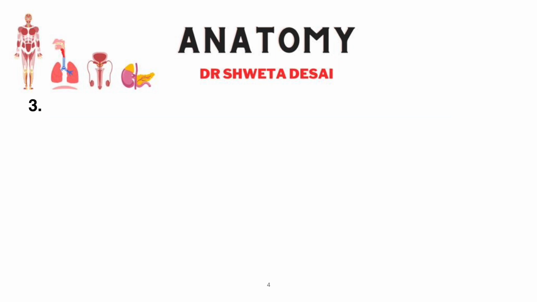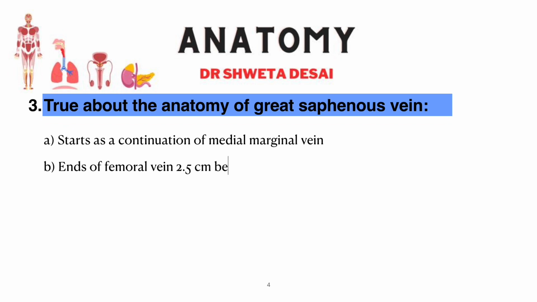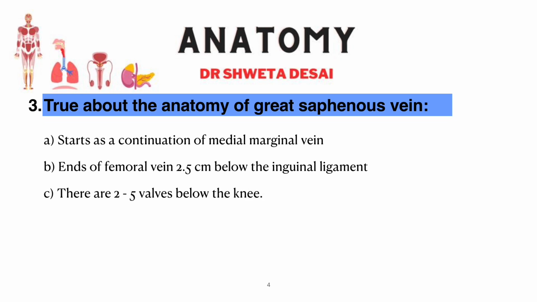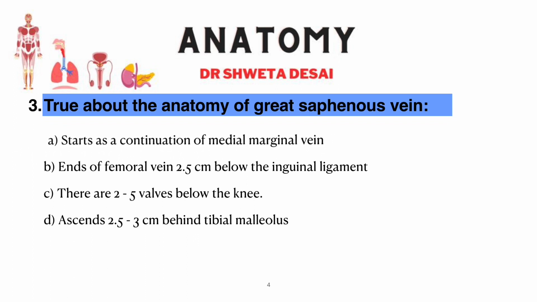Question number 3. True about the anatomy of great saphenous vein: A. Starts as a continuation of medial marginal vein. B. Ends at femoral vein 2.5 cm below the inguinal ligament. C. There are 2 to 5 valves below the knee. D. Ascends 2.5 to 3 cm behind tibial malleolus. The correct answer is A. Starts as a continuation of medial marginal vein.